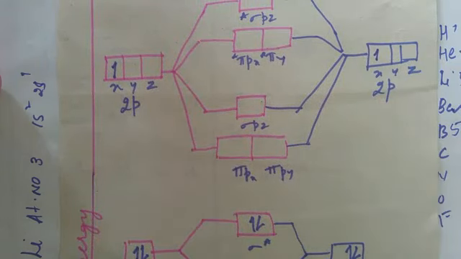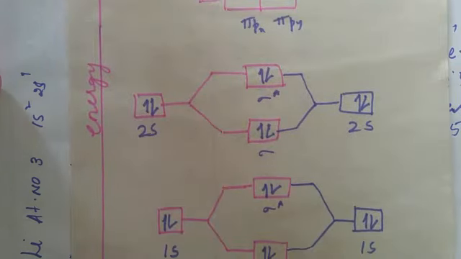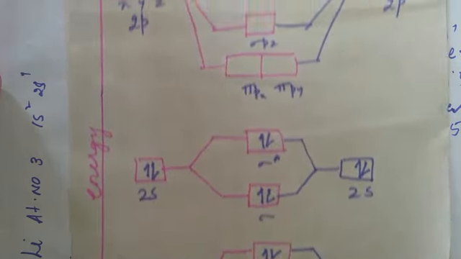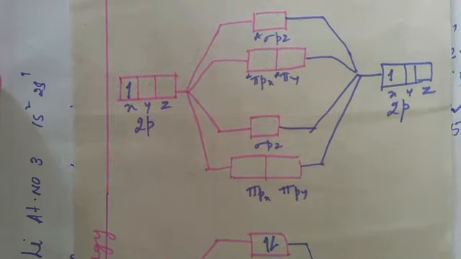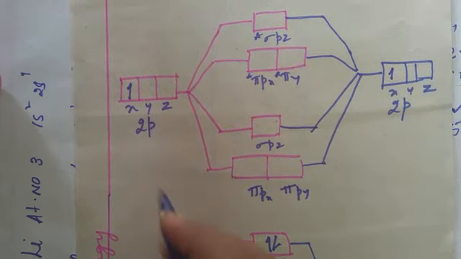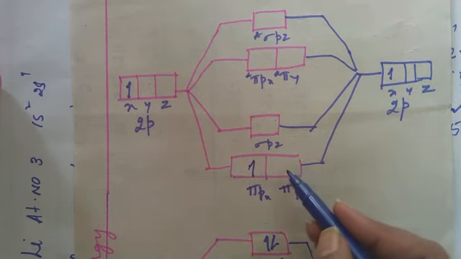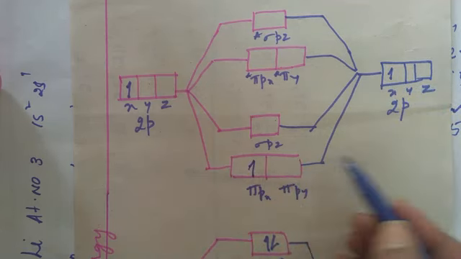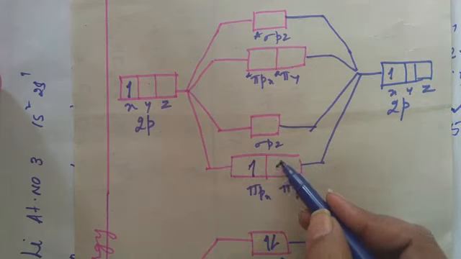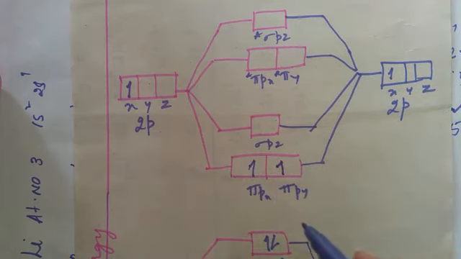Now you already know the 1s and 2s orbitals are completely filled. So we will go to the 2p orbitals. In 2px, one electron will come here. Another electron, where should it sit? Should it get paired or should it be unpaired? Initially they are filled alone and then pairing takes place. So I have filled it like this.